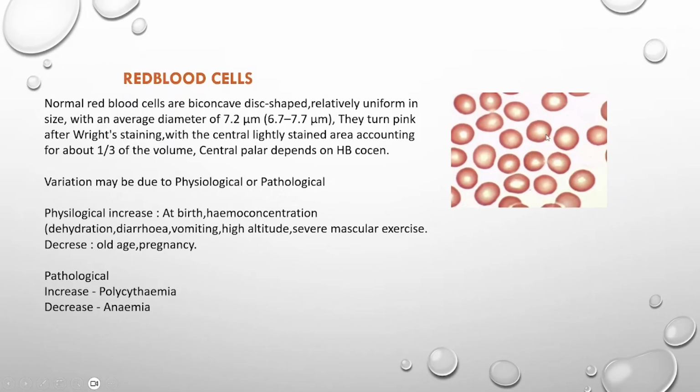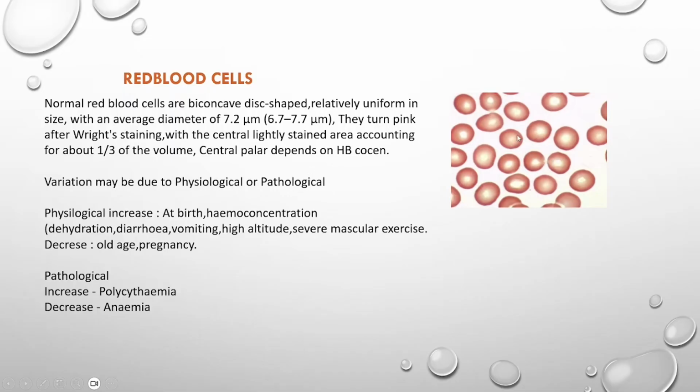Central pallor is about one-third of the volume. Central pallor depends on hemoglobin concentration. If the hemoglobin concentration is low, the pallor will increase. Variation may be due to physiological and pathological causes.